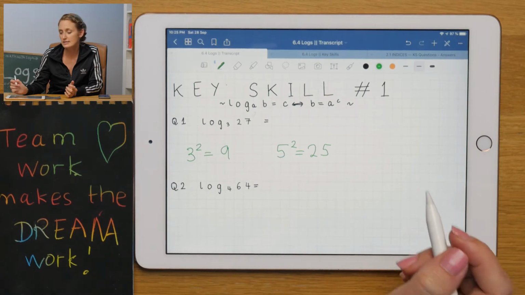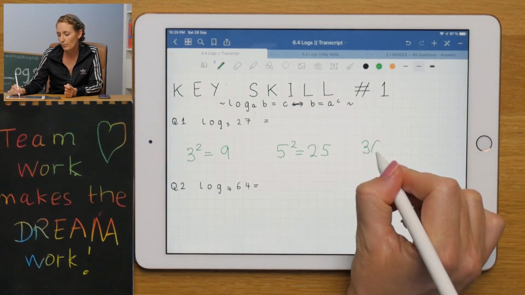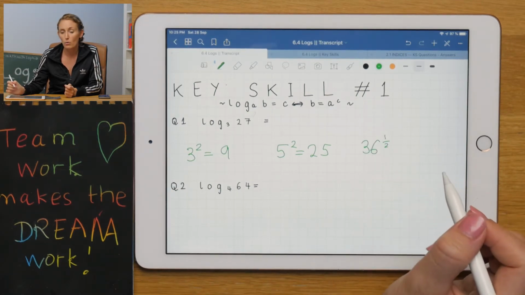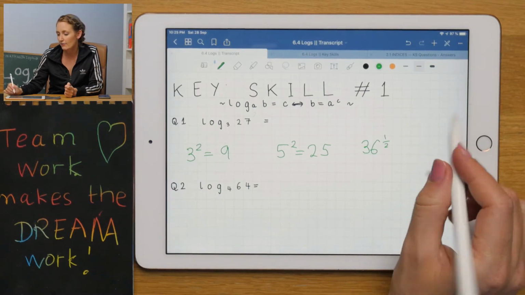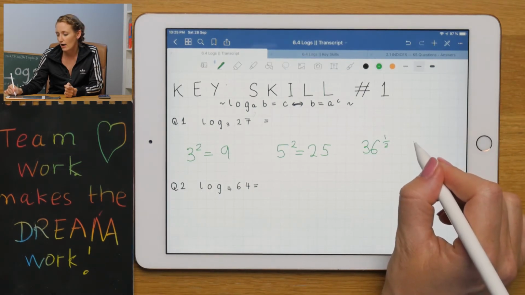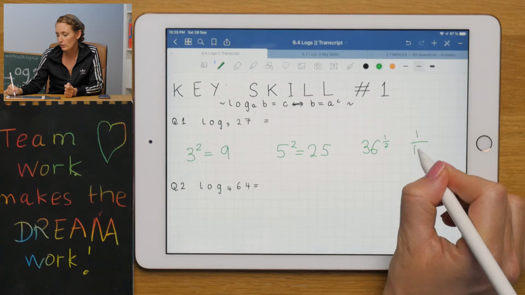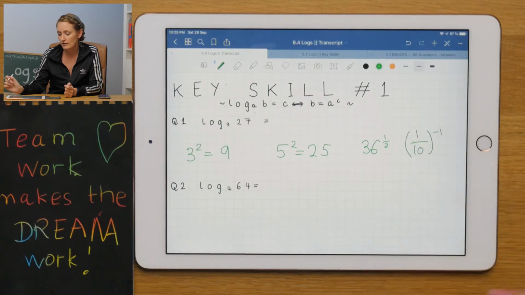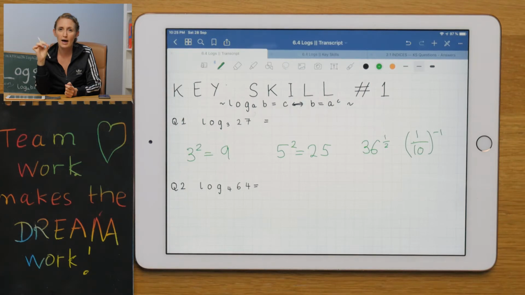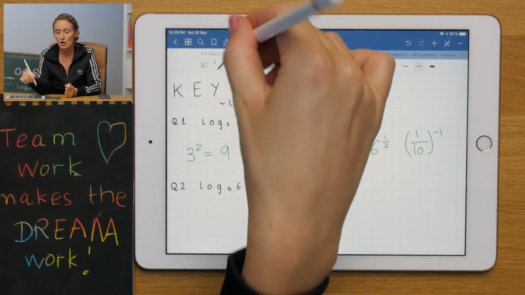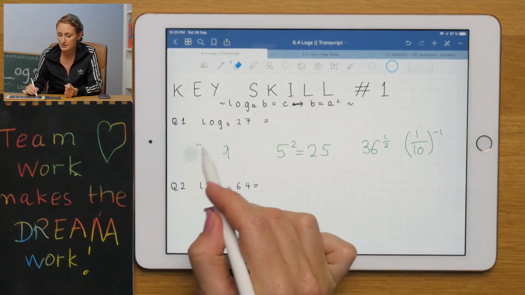When we studied indices, we did more complicated questions like this. What is 36 to the power of a half? Or we did (1/10) to the -1. So we're used to being given a big number and a little power, and we have to find the answer. A logarithm is the reverse of this.